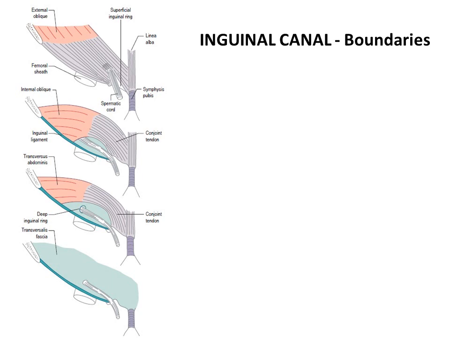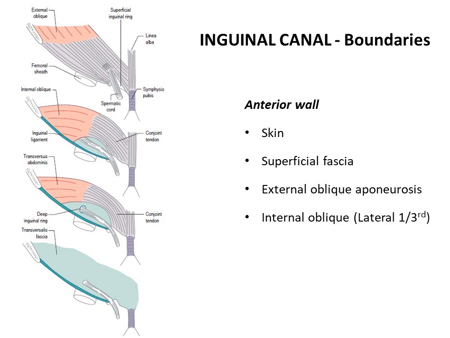Now, starting with the walls, the anterior wall of the inguinal canal is formed from superficial to deep by the skin, the superficial fascia, and deep to it lies the external oblique aponeurosis throughout the entire wall, and the internal oblique fibers which form the lateral 1/3 of the anterior wall.